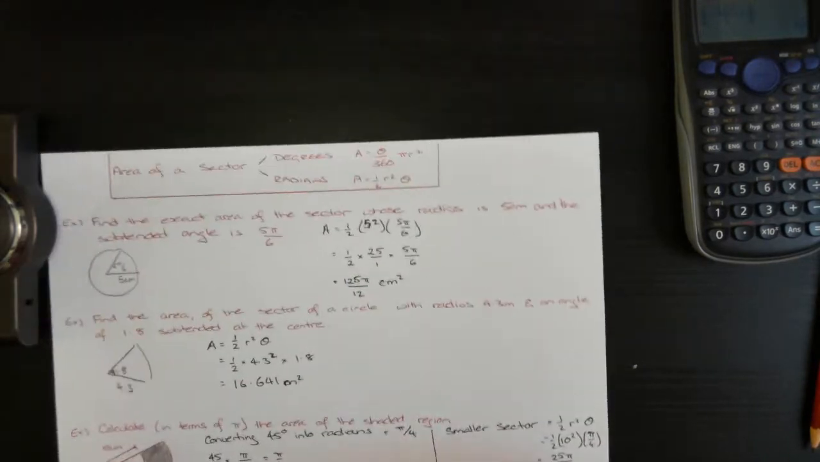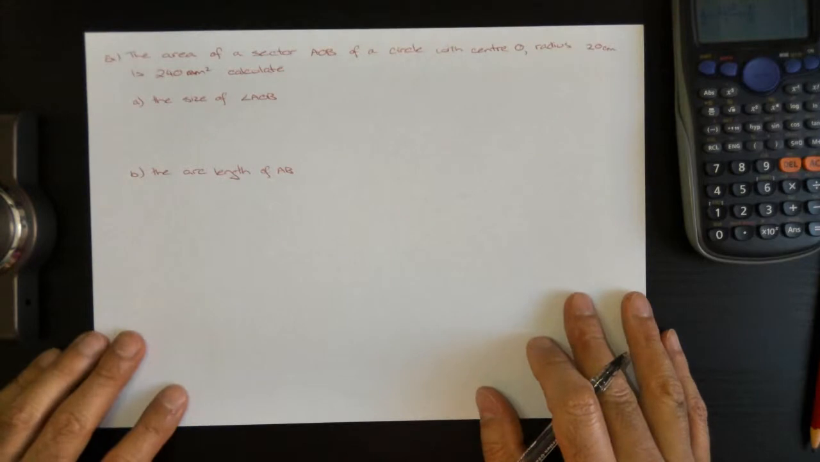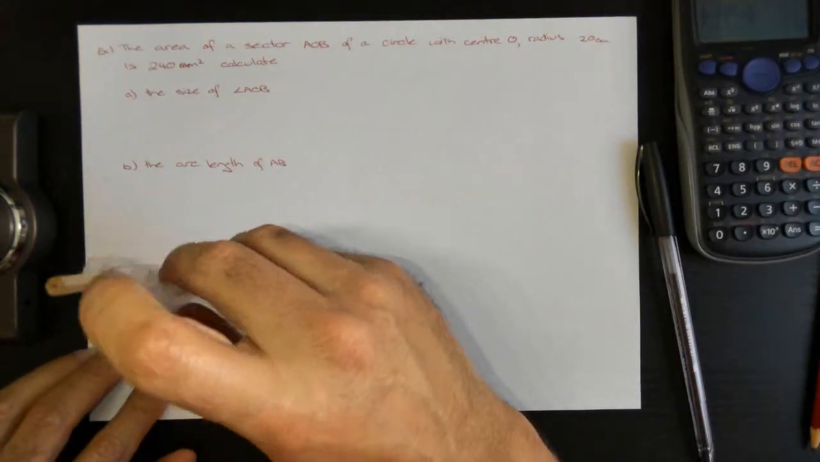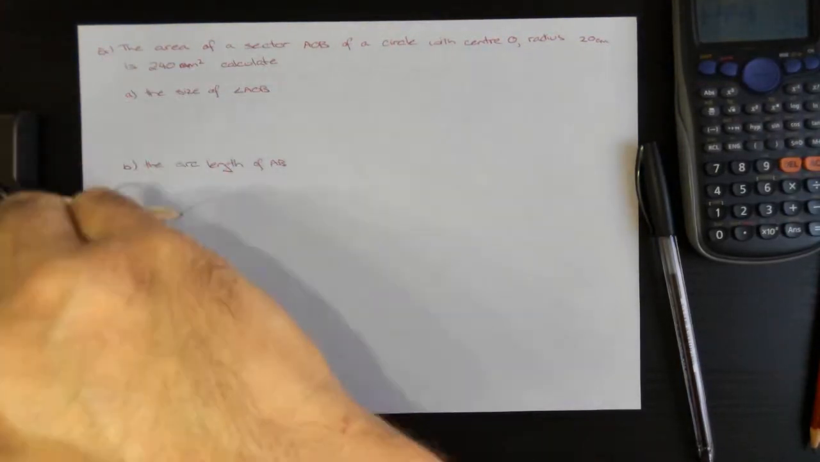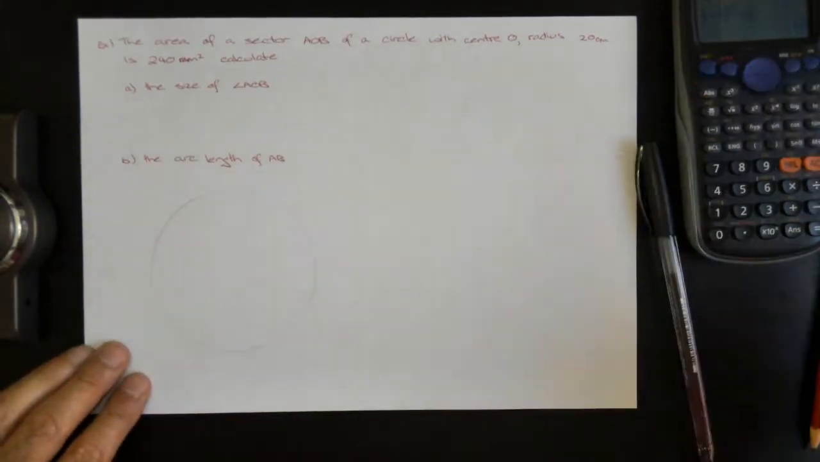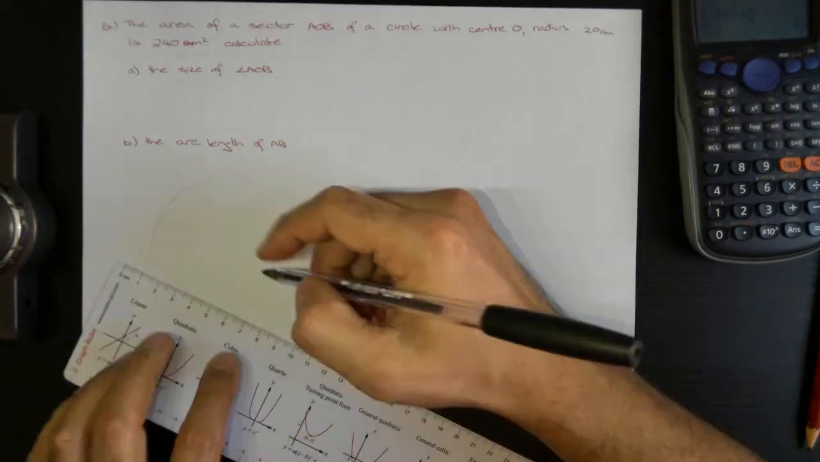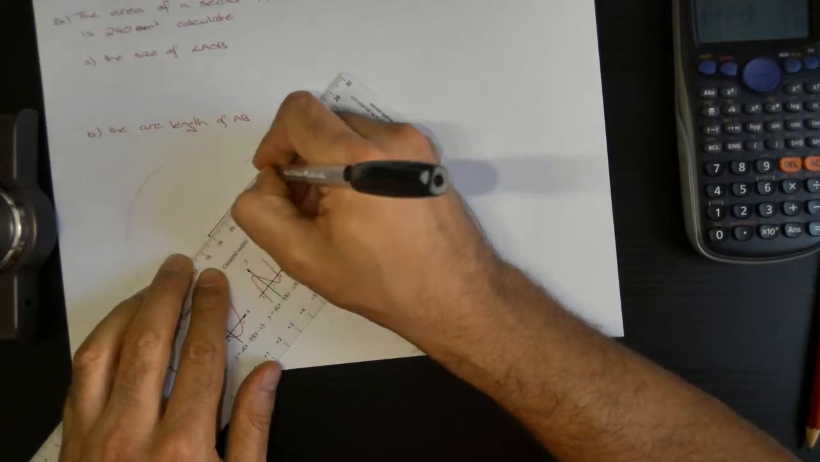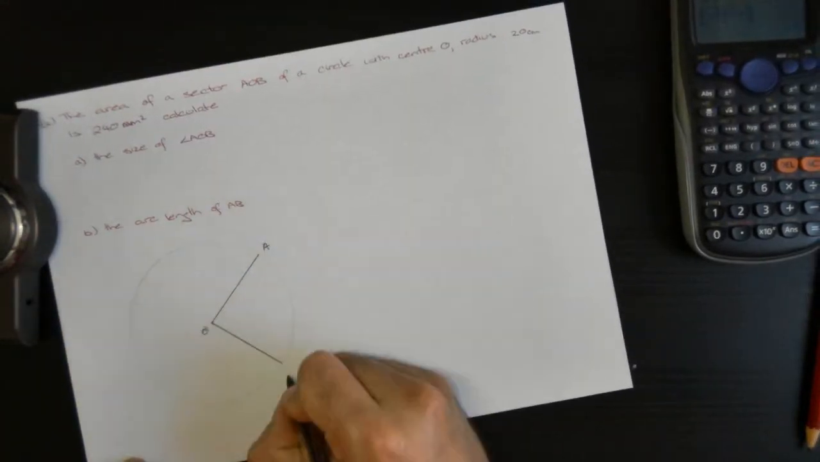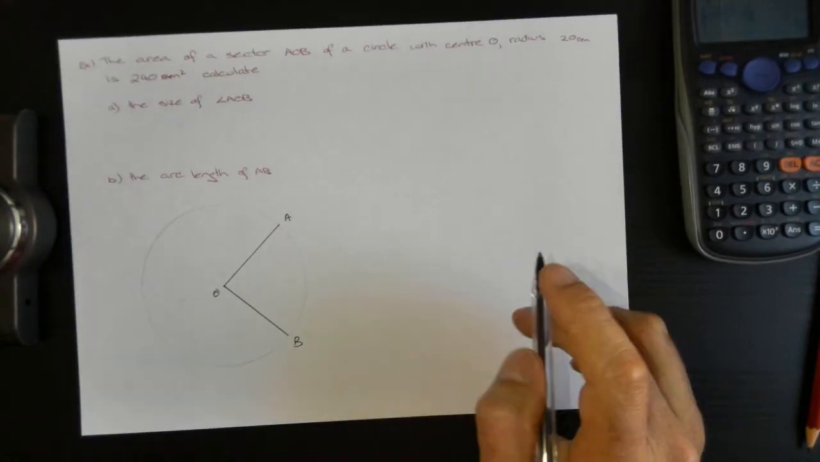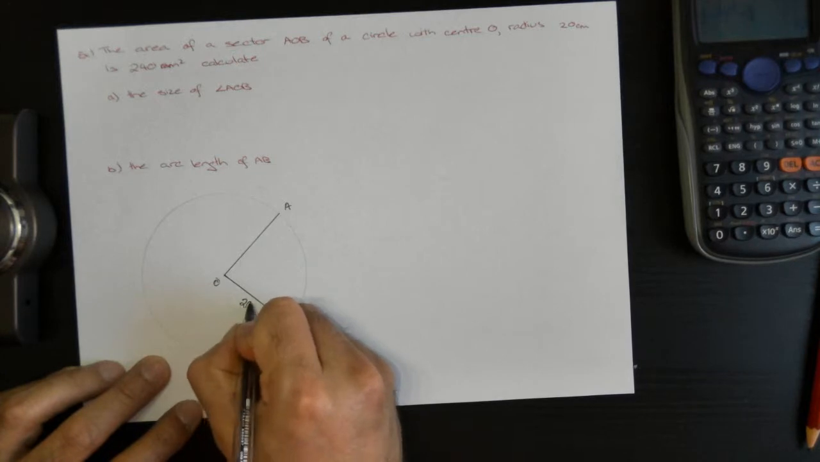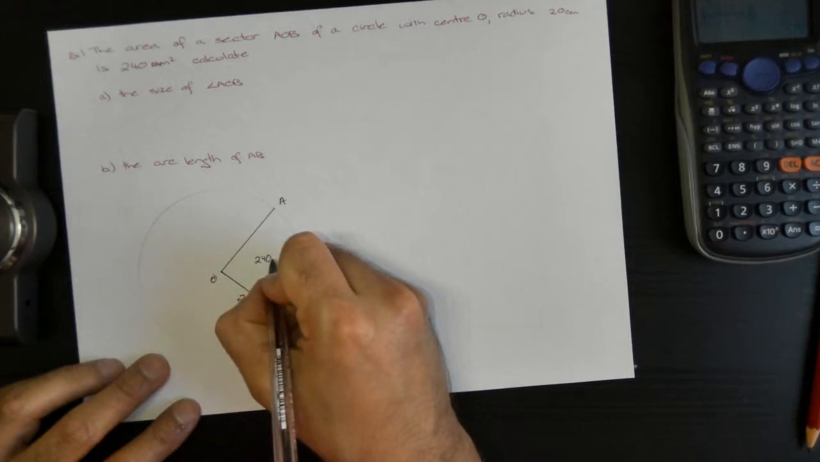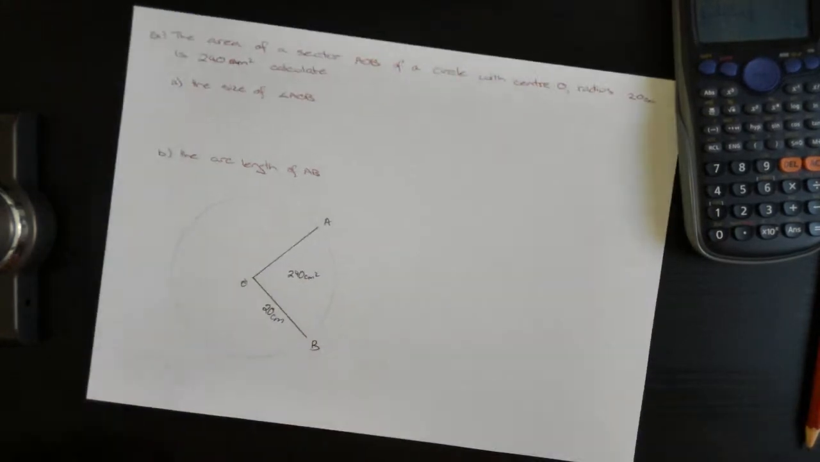Okay. All right. The area of a sector AOB of a circle with center O and a radius of 20 centimeters is 240 centimeters squared.